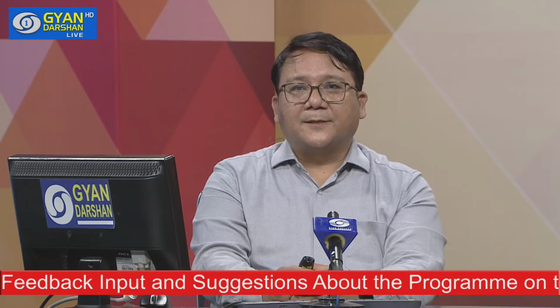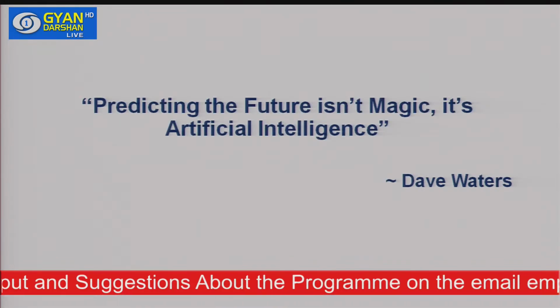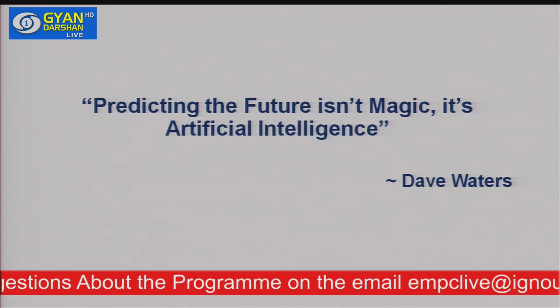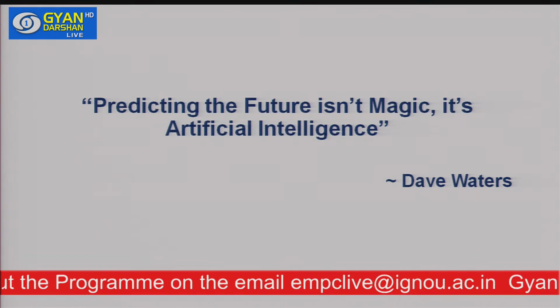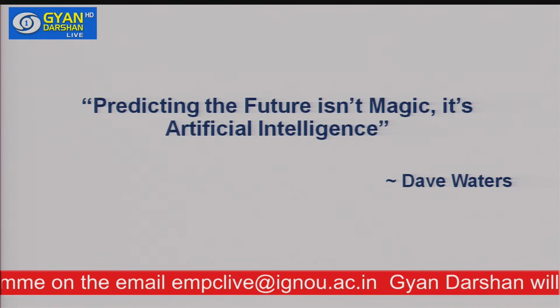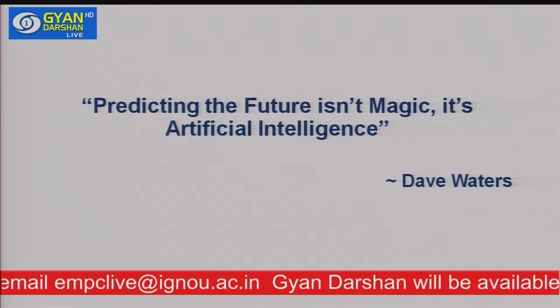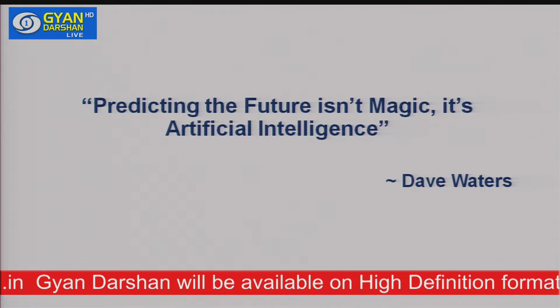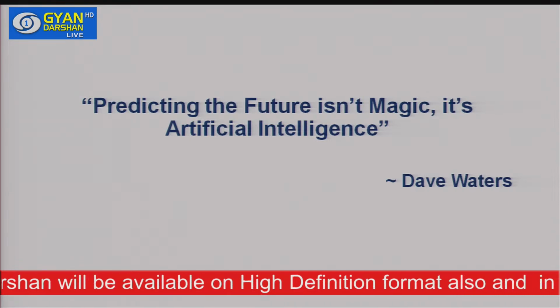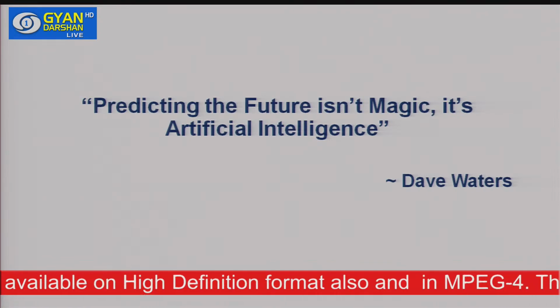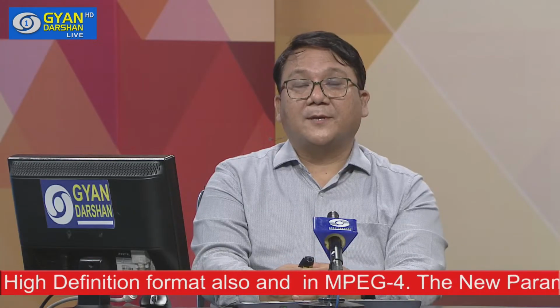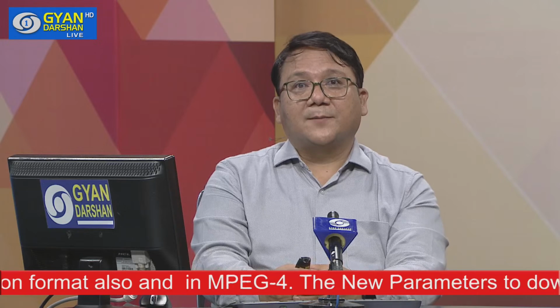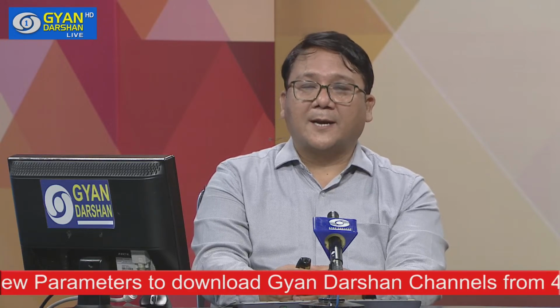If you look at this beautiful quote, predicting the future is not magic, it's basically artificial intelligence, said by Dev Water. Today's topic is very relevant to predicting the future. Sometimes we predict the weather forecast, sometimes whether a student is going to pass or fail, sometimes whether tomorrow is going to be a rainy or sunny day. All those applications come under the classification process.